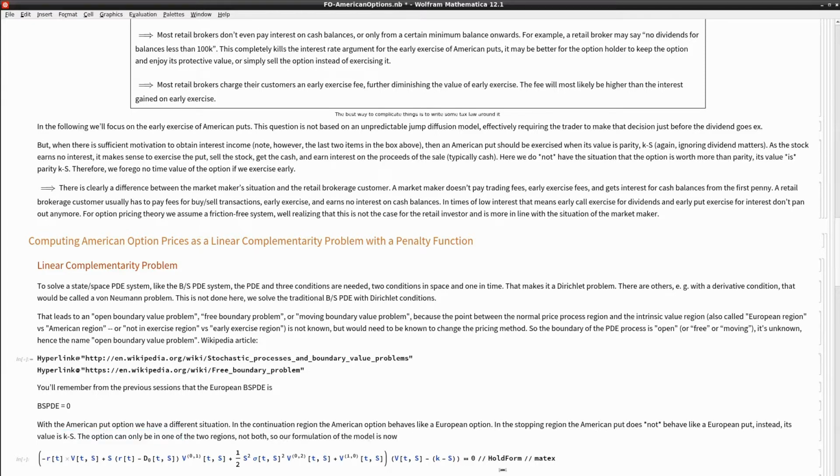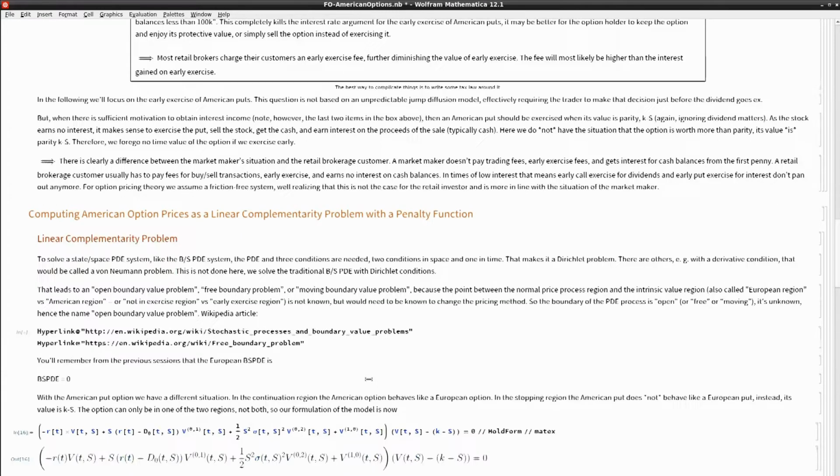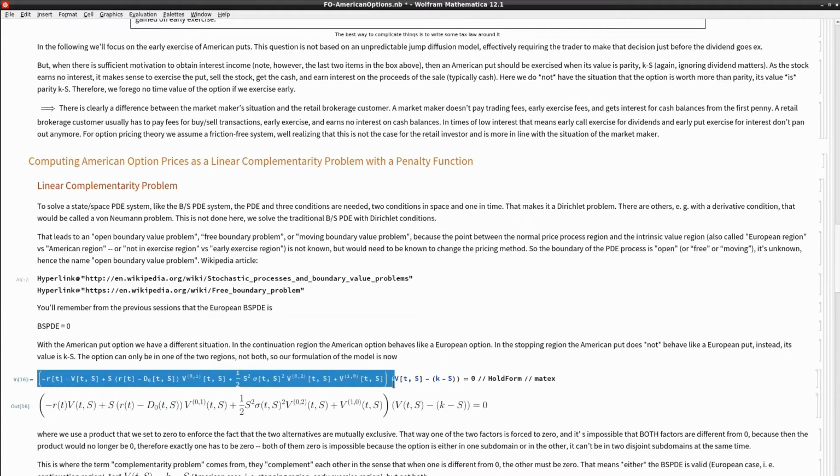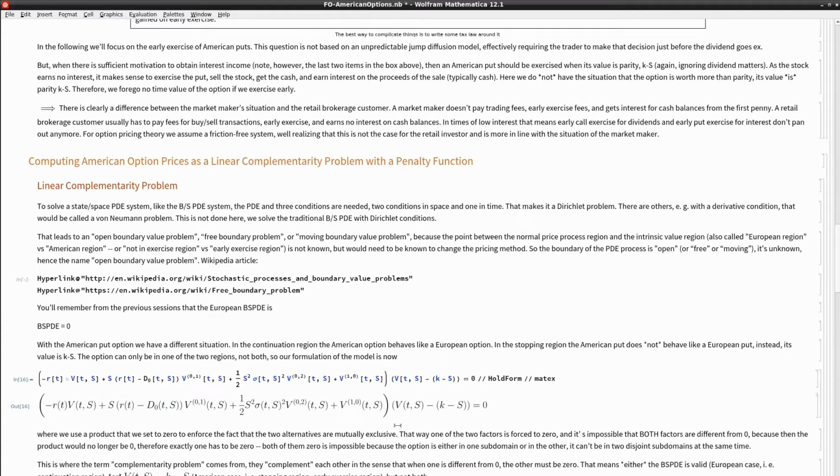So our formulation of the model is now in this manner. We have the European part, that is the Black-Scholes PDE as we had it before, and we now multiply it with the difference of the option price minus (K minus S), the option minus parity. And this is one of these two factors. Notice that this is a product of two differences, right? The right part is V minus parity. That's one of the two factors, and that's why it's called a linear complementarity problem.